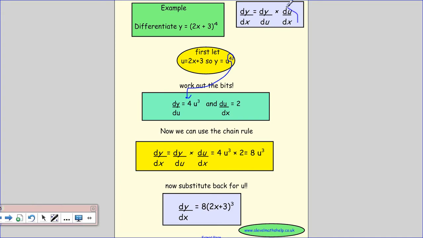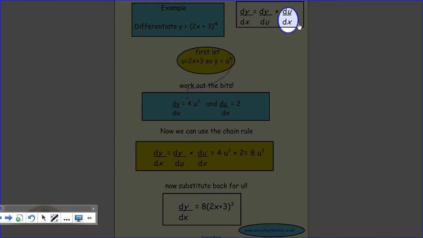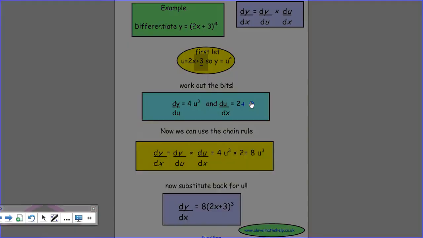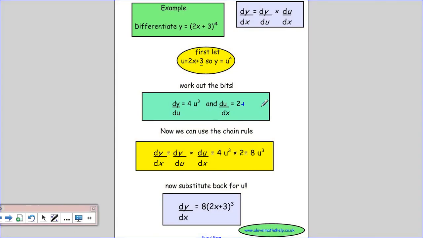And then the other thing I need is du by dx. So this is the one with u and x in, and that's why we use that one. So if you remember, if we have 2 times x, we just end up with 2. And if we have a constant when we differentiate it, that gives us 0. So you could put plus 0 here, but nobody's going to do that. There we go. Okay, so now we can use the chain rule.